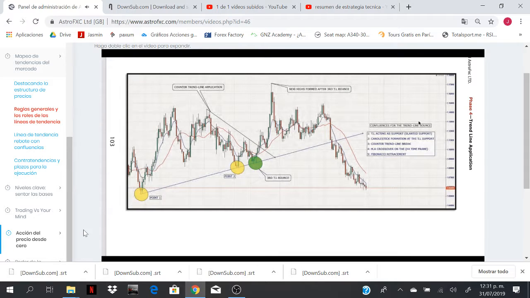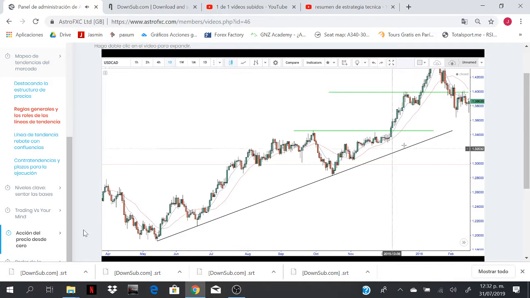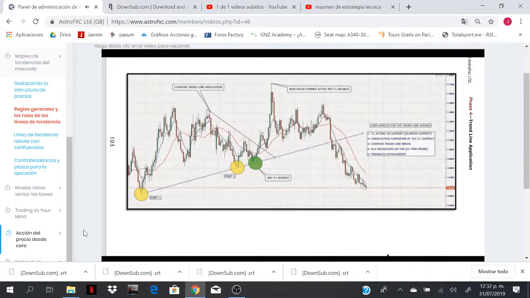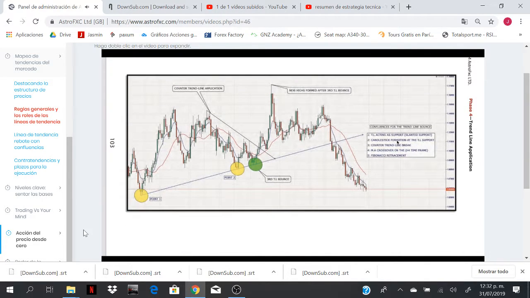So first, these are the confluences. We have 5. 1 is the trend line acting as support. So yes, we have it as support there. Yes, we have it as support here, remember? So that's the support zone. Number 2, we're looking for any candlestick formations at the trend line support. Now remember, these trend lines are going to be drawn on the weekly and then the daily.